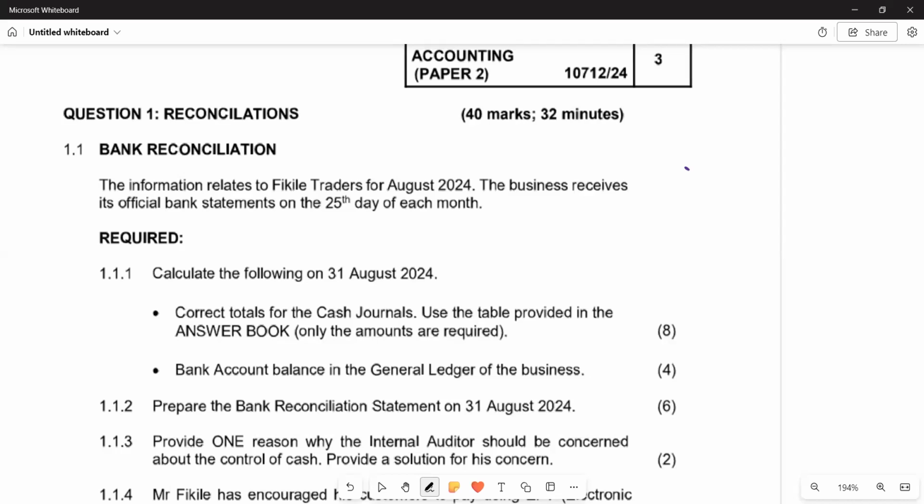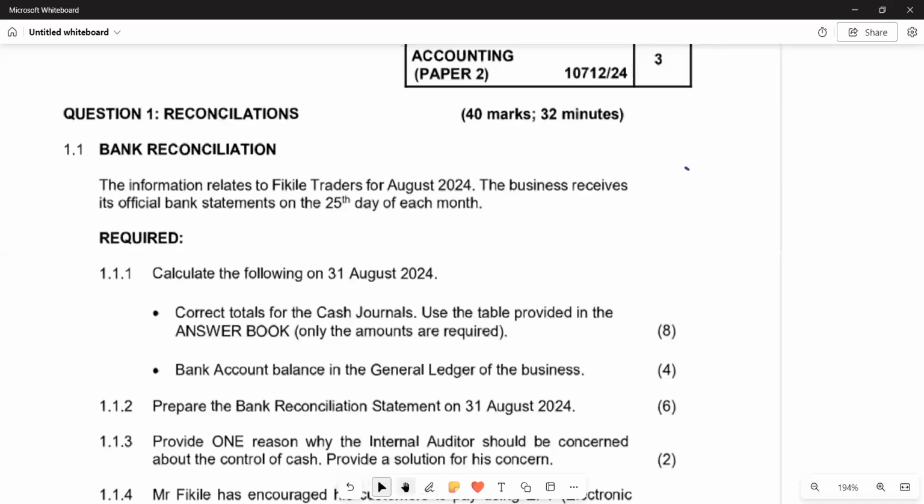The required part first says calculate the following on 31 August 2024. The first point is the correct totals of the cash journals. Use the table provided in the answer book. Only the amounts are required. And then a second point, the bank account balance in the general ledger of the business. So these are the questions that we are going to start with.